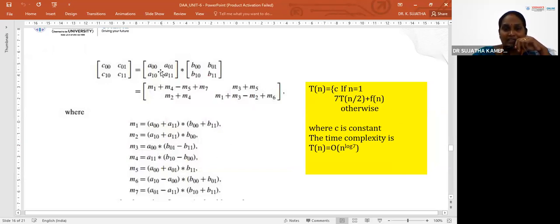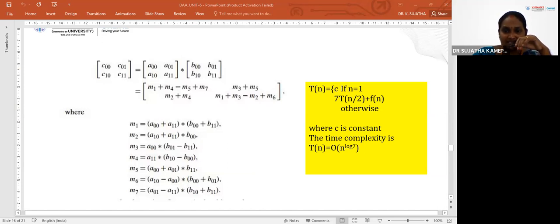So here I have taken A as one matrix and B as another matrix. I want to multiply these two matrices, then I get the C matrix. How is Strassen's matrix multiplication doing it? It is going to divide the problem into sub-problems. It is dividing the problem into 4 equal sized submatrices.